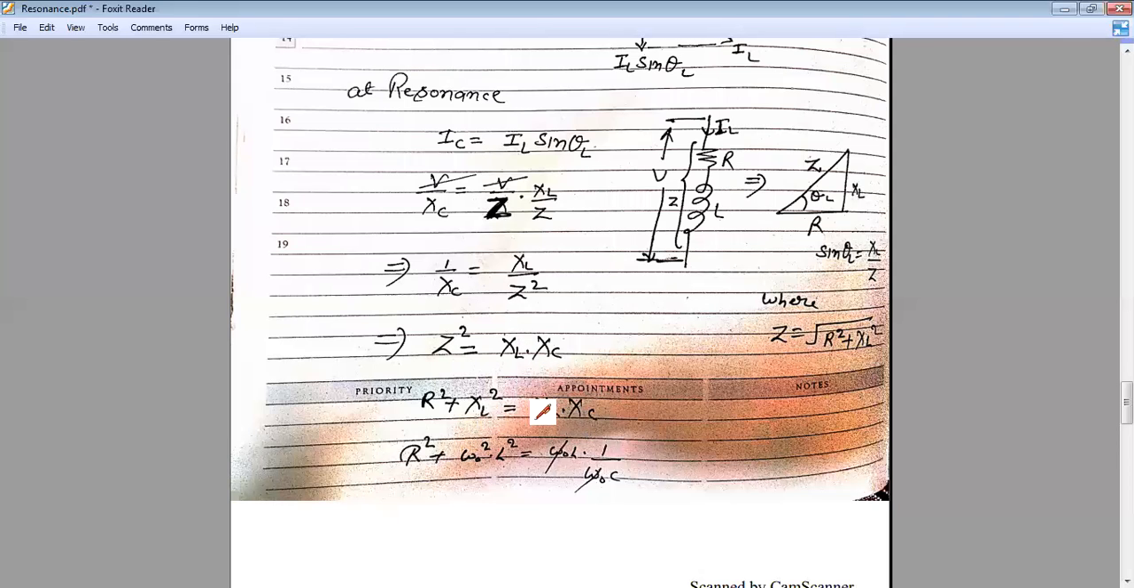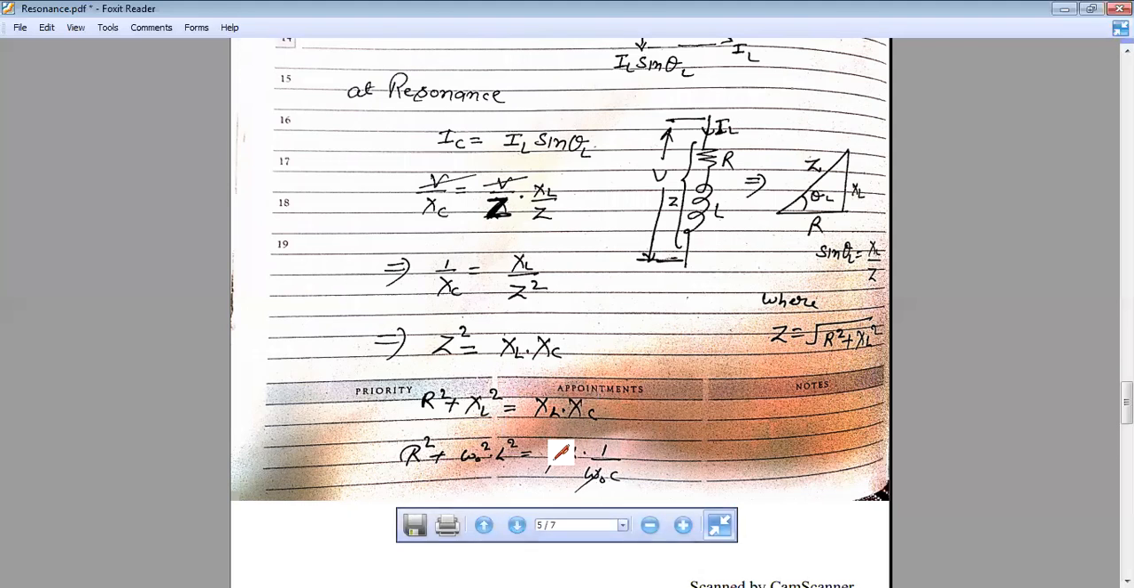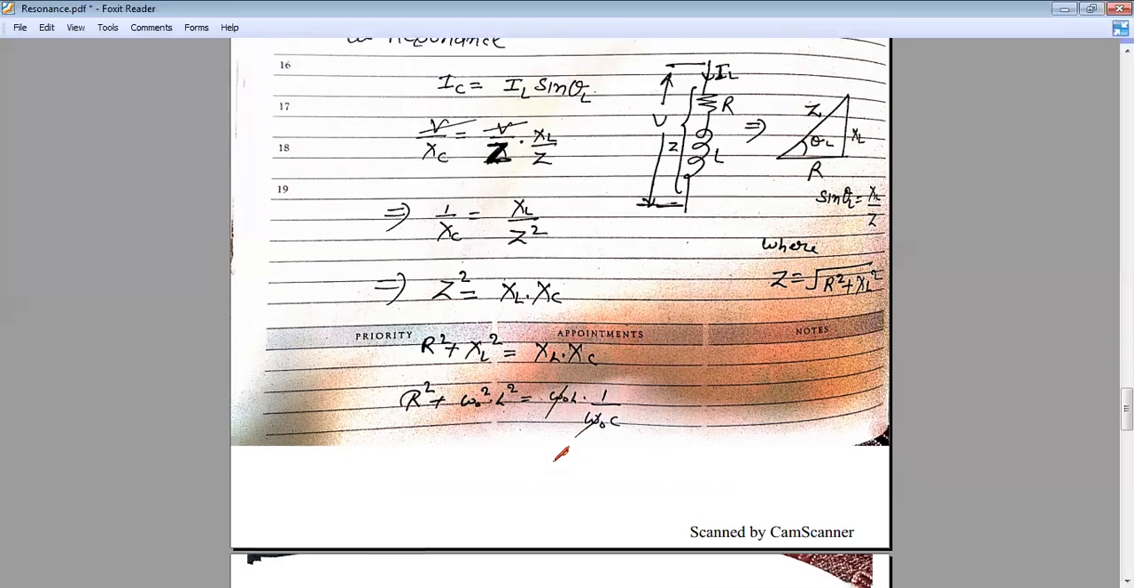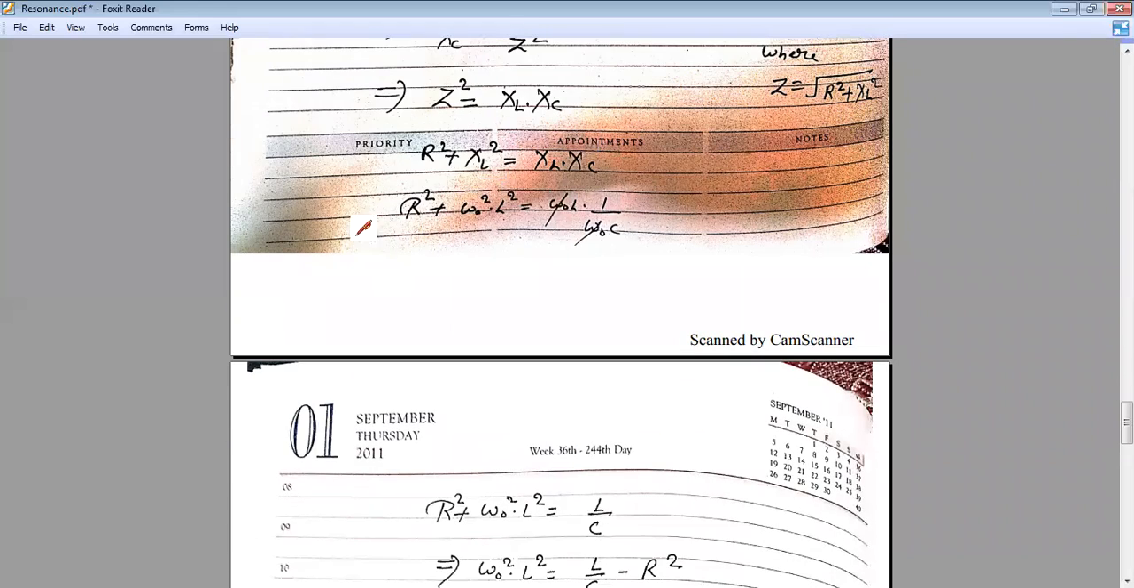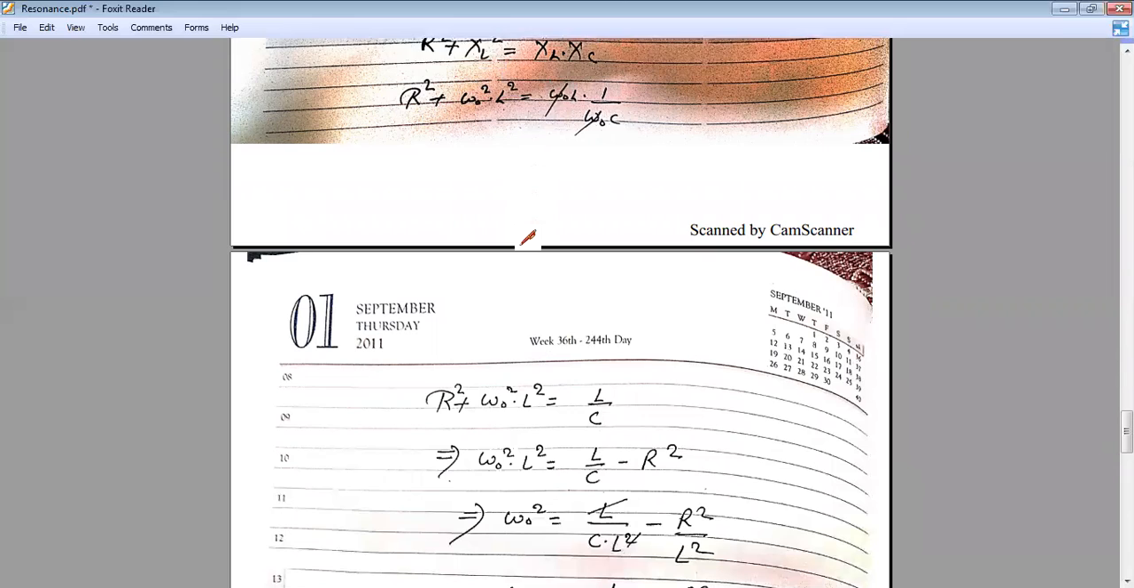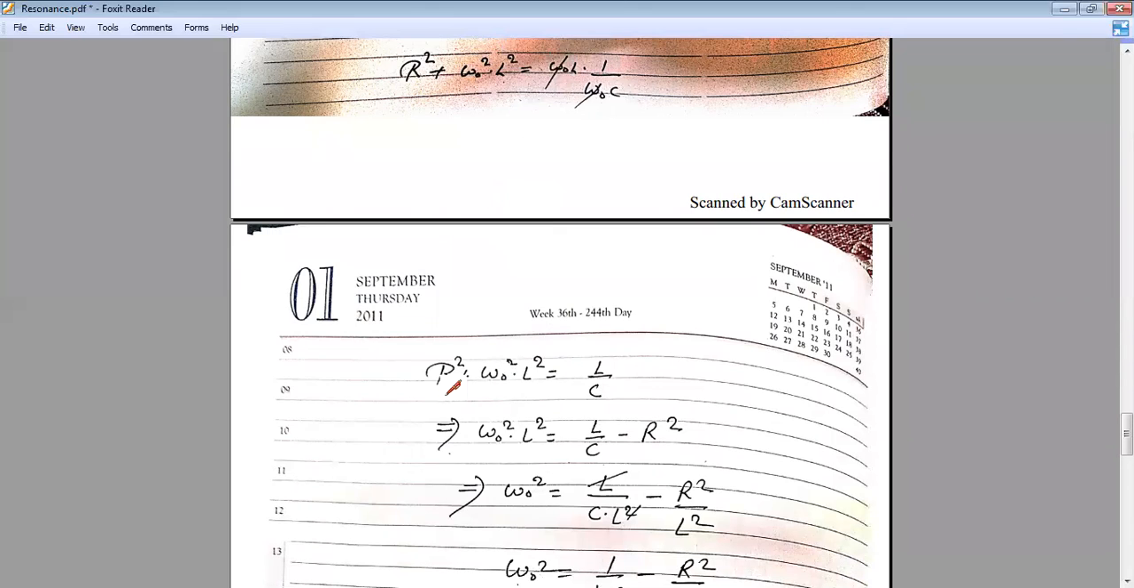Now put the values of XL and XC. The value of XL equals omega into L. Here we put omega naught in place of omega, which represents the resonance frequency. So it will become omega naught square and L square. Similarly, XC equals 1 upon omega naught into C. Omega naught and omega naught cancel each other. Now, by this equation, we will calculate the value of the resonance frequency omega naught: R square plus omega naught square L square equals L by C.